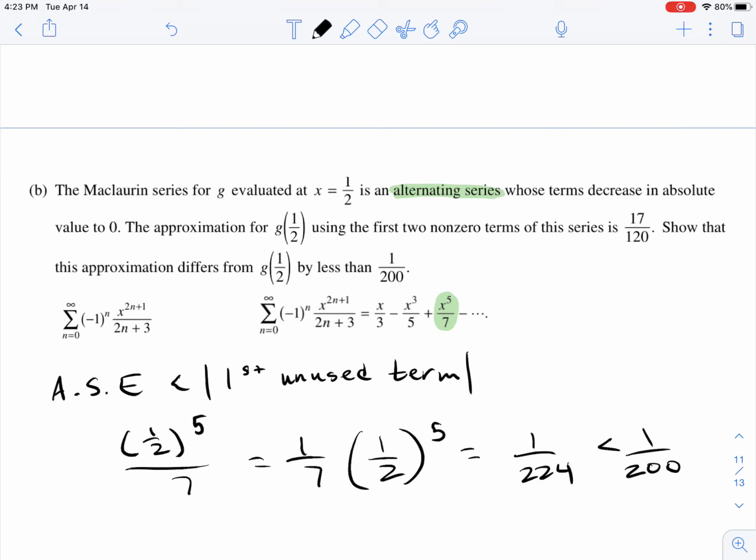Okay, so what we've just done is we've shown that our alternating series error, which is less than the first unused term, is going to be smaller than this value that we've just found here. And this already is less than 1 over 200. So the approximation for g of 1/2 of 17 over 120 is a really, really good approximation. We know that the error, or how much this approximation is off by, is going to be even smaller than 1 over 200. It's going to be smaller than 1 over 224, which is already a pretty good value.